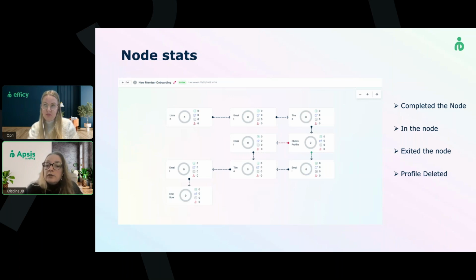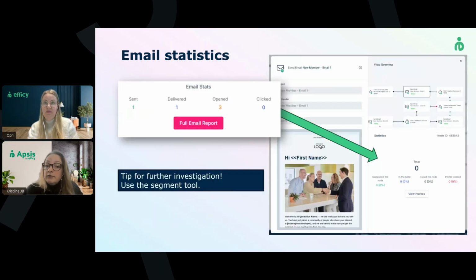And then you can also see if somebody exited the node at this specific step, or if a profile was deleted while in a specific node. So the node stats are also great to kind of track to see the entire process of the activities. And then one final thing, email statistics. So in the email node, you can of course see just what we went through, but you also get an overview of the email stats.